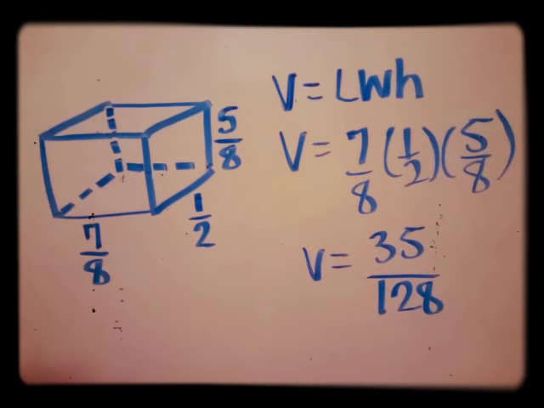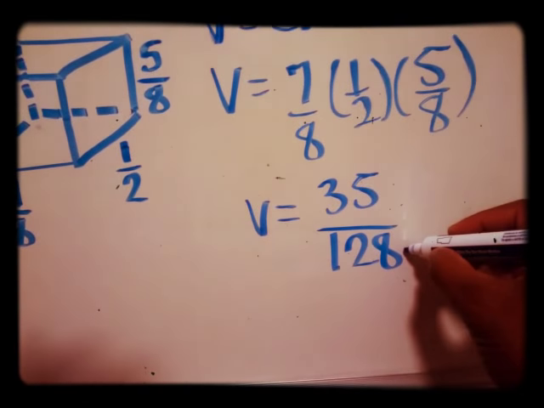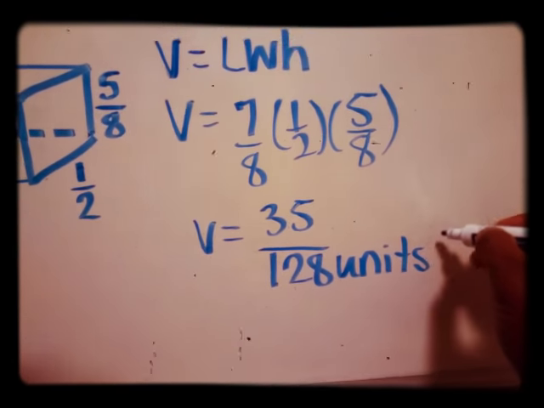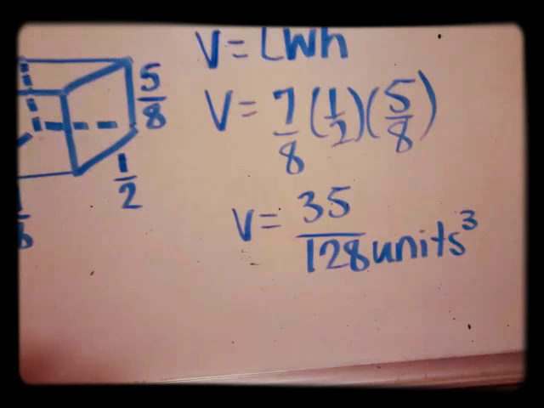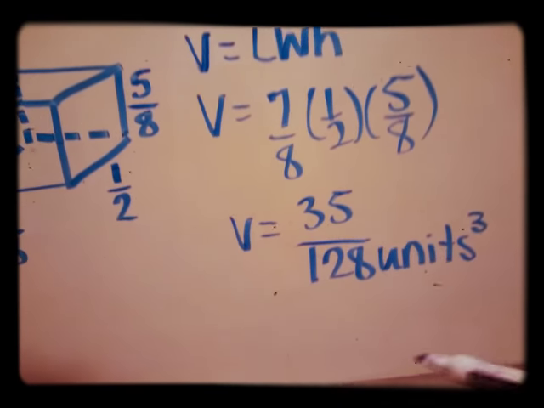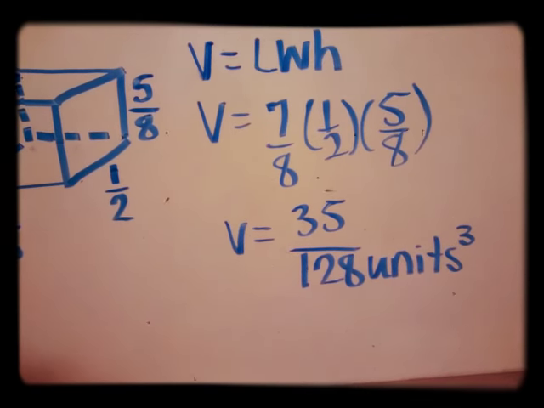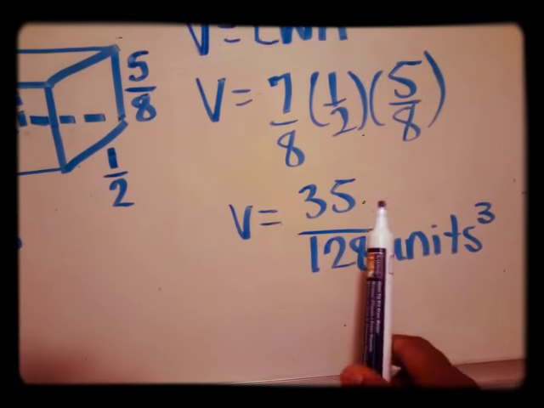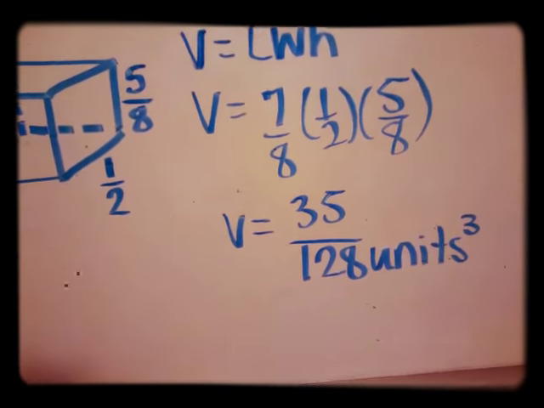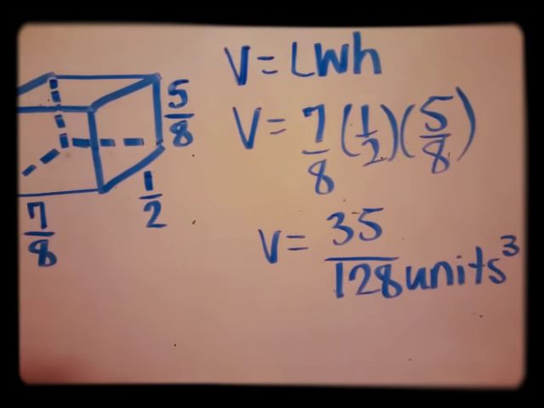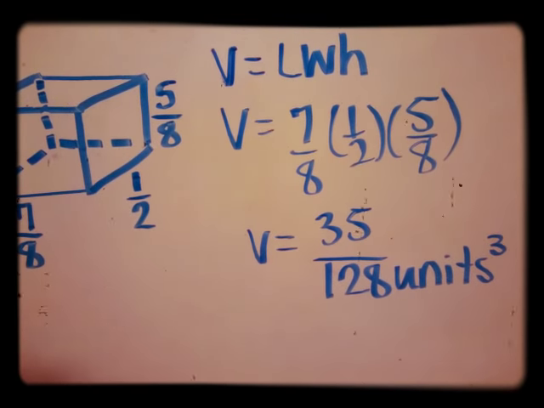My units of measure are not included, so my units of measure will be units. I have to cube this because we are multiplying 3 units to get the volume. Now, I know this is in simplest form, but it's a fraction, so you do have to check to see if this is in simplest form. I know this is in simplest form because 35 and 128 do not share a common factor that I could use to simplify this fraction, so this problem is in simplest form.